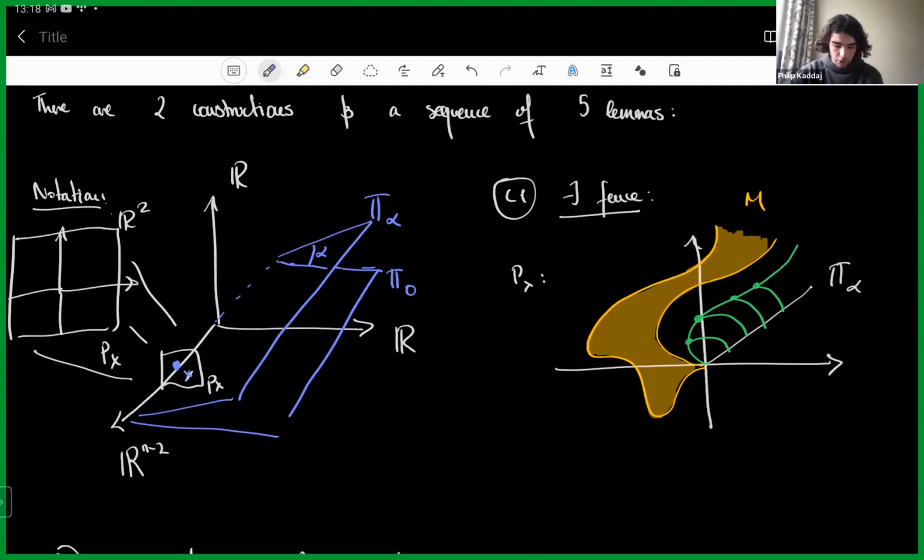So the first construction is this thing called a fence. It's a way of separating a closed set and a pi alpha. So suppose M is a closed set. There's some extra conditions on M, for example, locally it lies on this, but it's not too important.